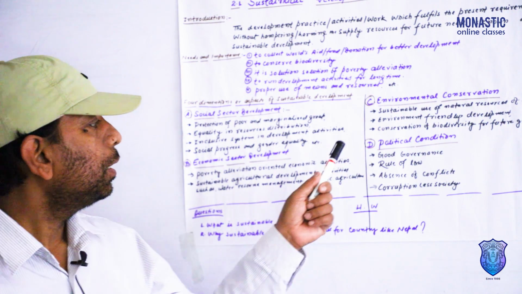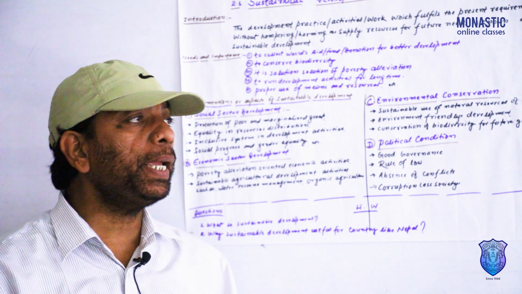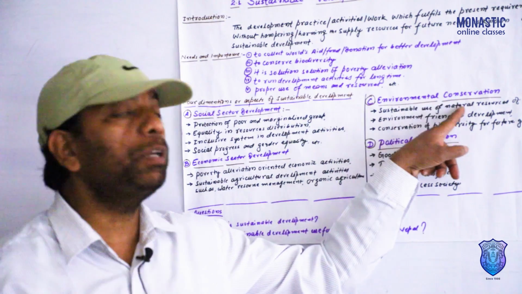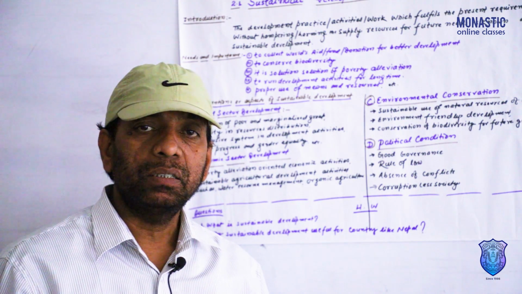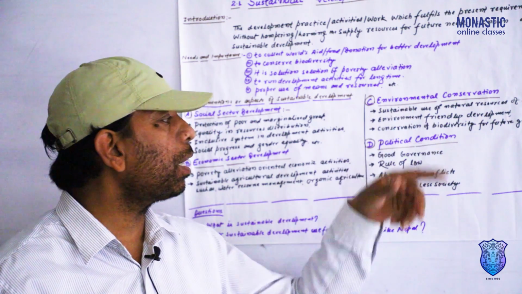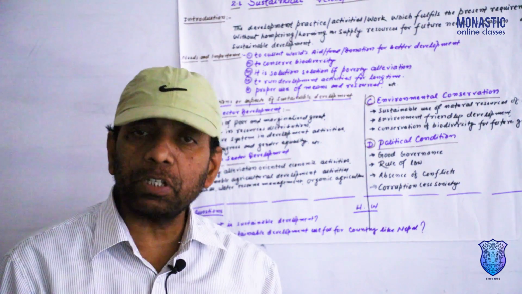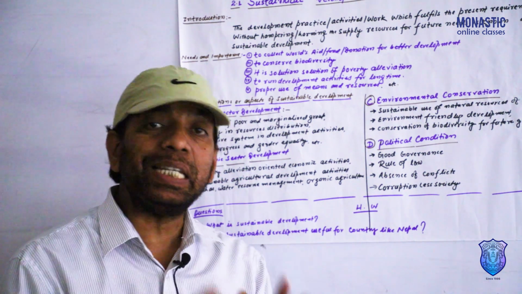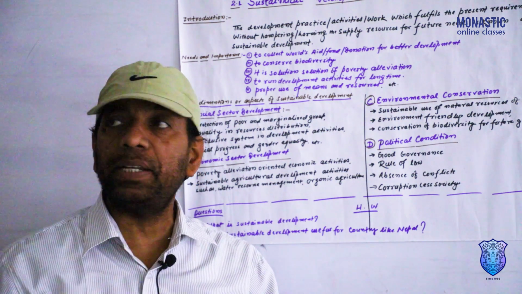Next one given here, environmental conservation. Sustainable development's main target, main task is how to protect the environment. Today's world is feeling a big problem from environmental degradation and environmental pollution. Because of this, various unwanted activities are occurring in the ecosystem and environment.